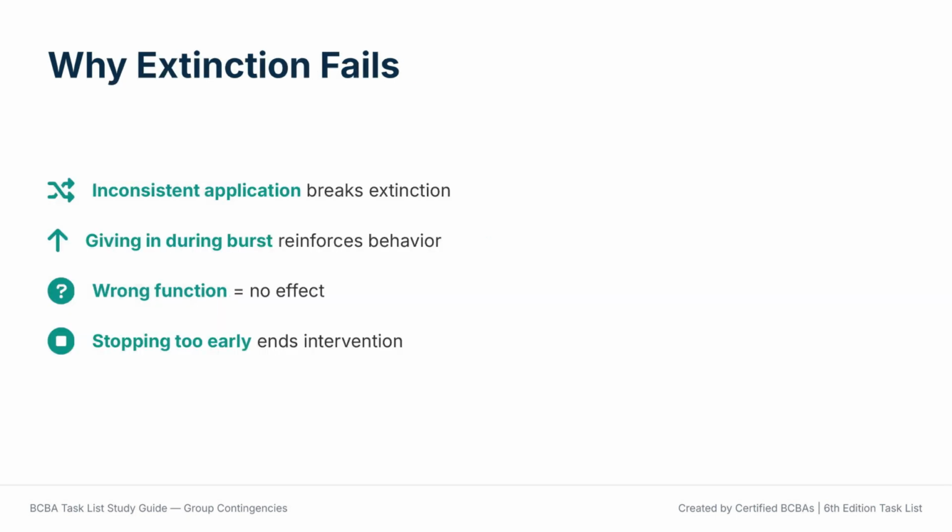Extinction often fails for predictable reasons. Inconsistent implementation breaks the contingency. Giving in during an extinction burst reinforces the behavior. Targeting the wrong function results in no change. And stopping too early prevents the behavior from decreasing. All of these errors are commonly tested on the BCBA exam.